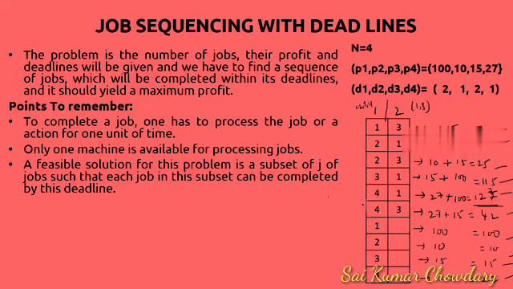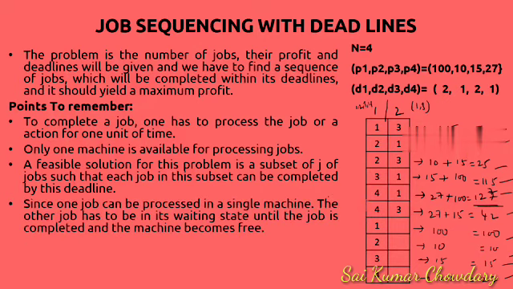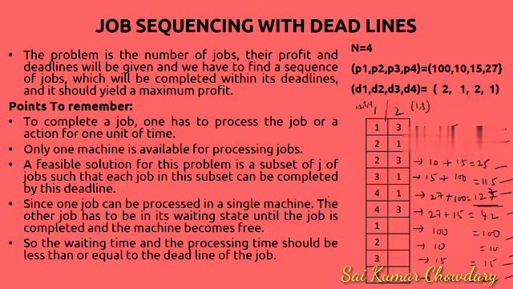I explained that one. Now among this, since one job can be processed in a single machine, the other jobs have to be in waiting state until the job is completed and the machine becomes free. So that is also explained. Once one job is in process, the other job should be in waiting state. That means their total deadline is also reducing. That is a point I need to remember. If I am doing this job, the deadline of this job is decreasing. So the waiting time and the processing time should be less than or equal to the deadline. Then only you can consider the jobs.